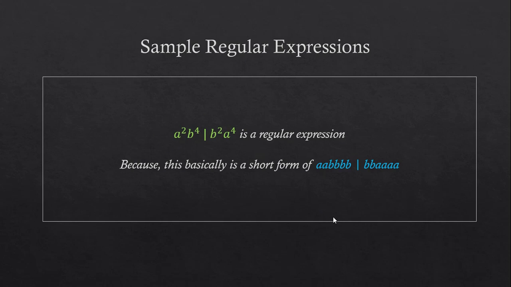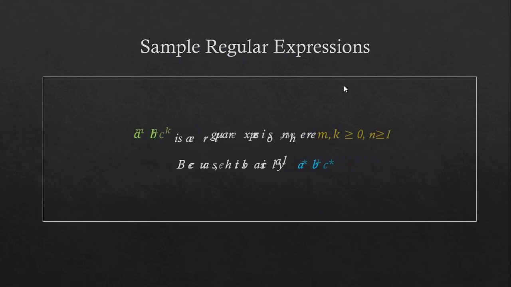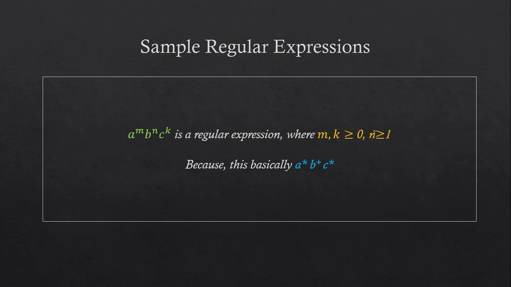so there is no reason why this cannot be a regular expression. Similarly, the expression a to the power m, b to the power n, and c to the power k does not look like a regular expression. But if you look at the conditions, m and k can be anything from 0 and upwards, and n can be anything from 1 and upwards. So basically what we are saying is a and c can occur 0 or more times, and b can occur 1 or more times. That is basically the lim closure and the positive closure. So this is also a regular expression.